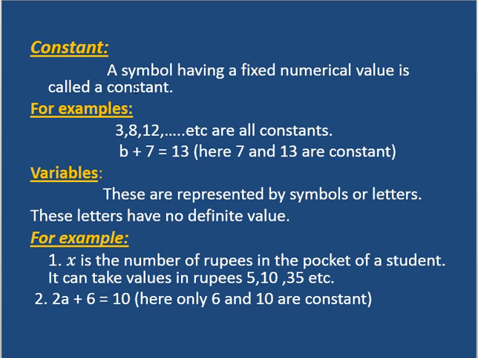Constant. A symbol having a fixed numerical value is called a constant. In other words, constants are those parts of an expression that do not change. For example, 3, 8, 12, etc. are all constants. Here p plus 7 equal to 13. Can you tell me what are constants here? 7 and 13 are constants.